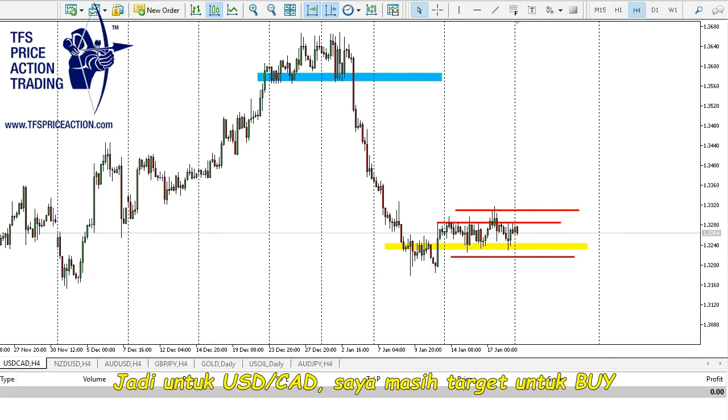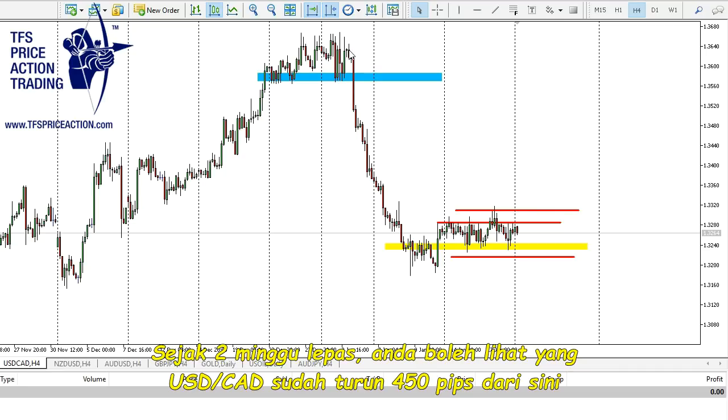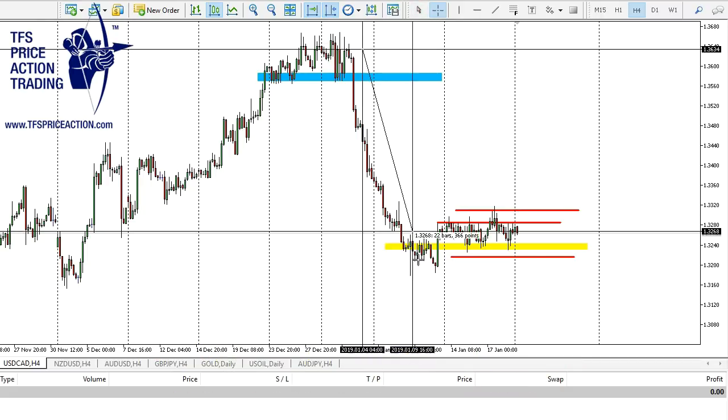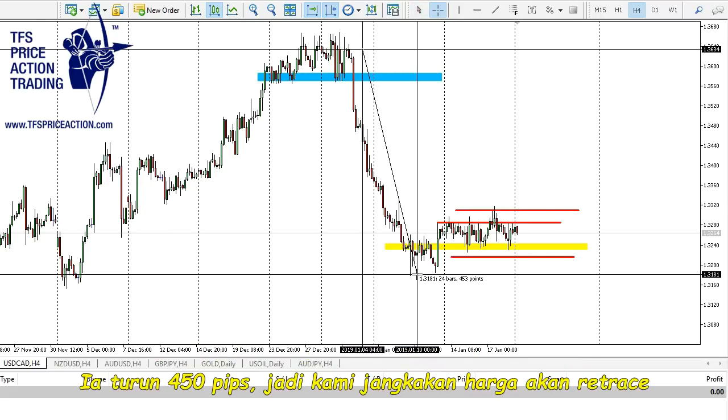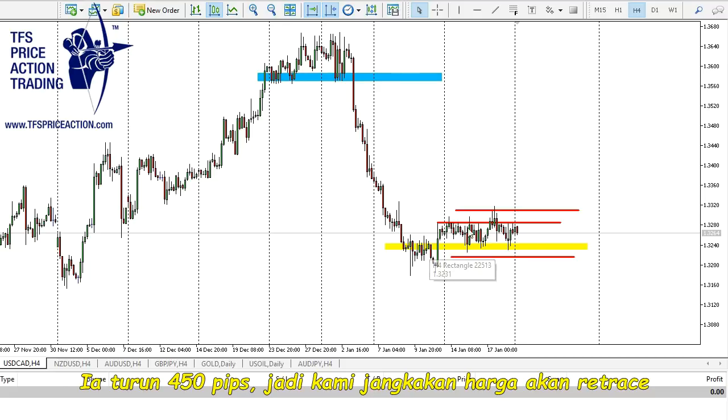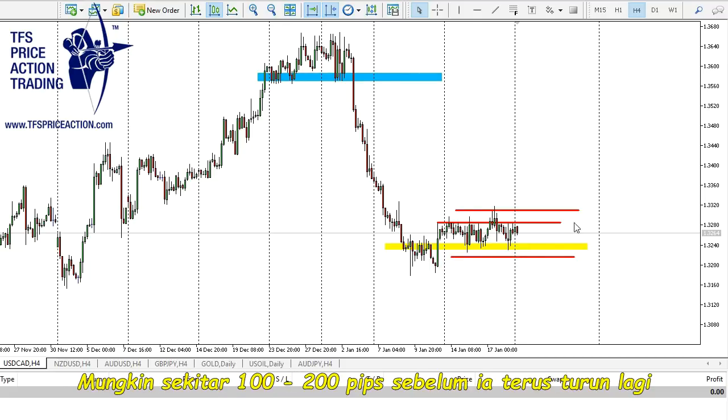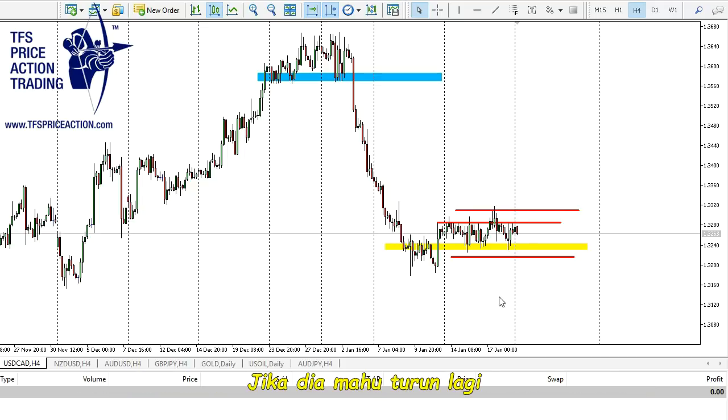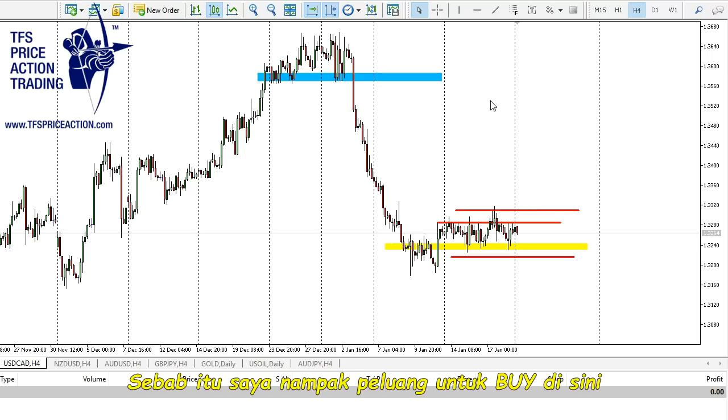So for USD CAD, I'm still targeting to buy. From the last 2 weeks, you can see that USD Canadian dollar has dropped 450 pips from here. It dropped 450 pips, so we are expecting the price to retrace. Maybe at least it will retrace around 100 or 200 pips before continuing down if it still wants to go down. So I see there's a good opportunity to buy here.